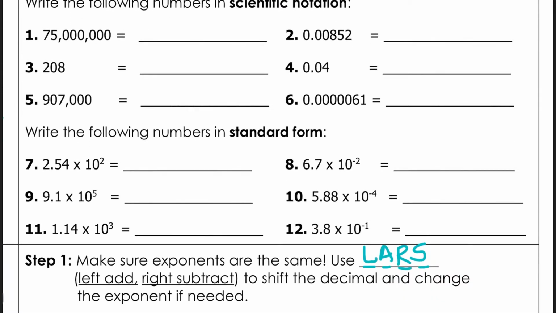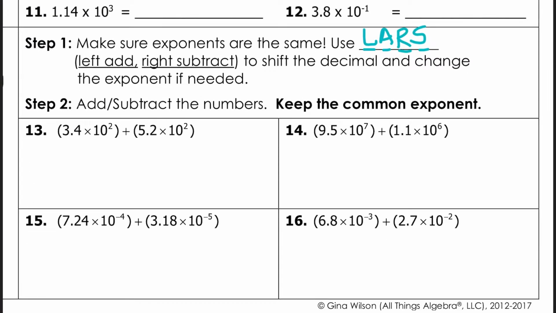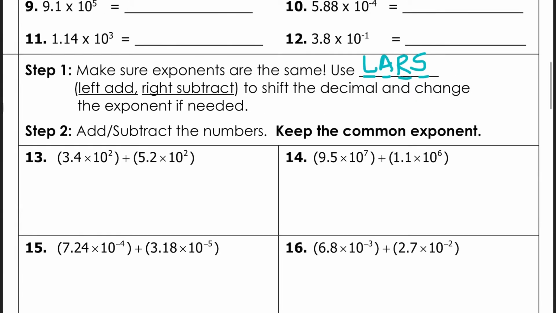And then we're going to come down to how to add or subtract, multiply, and divide scientific notation. Okay. So for adding and subtracting, you have to make sure that the exponents are the same. So for example, looking at number 13, you have 10 squared and 10 squared. These are okay to add. But if you look at, for example, number 14, you have 10 to the 7th, 10 to the 6th. Not okay.